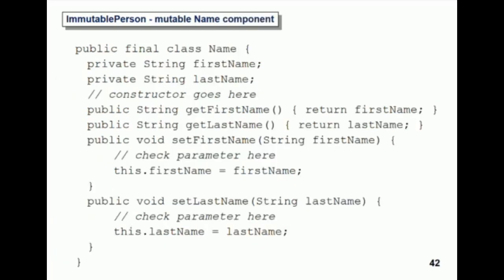If you look at the name class here, you notice that it's got a set first name method and it's got a set last name method. Therefore, the name class is not immutable. It is mutable. So it's not a safe class. People can make changes to it after they've passed an object to your own objects. So we need to defensively copy name.